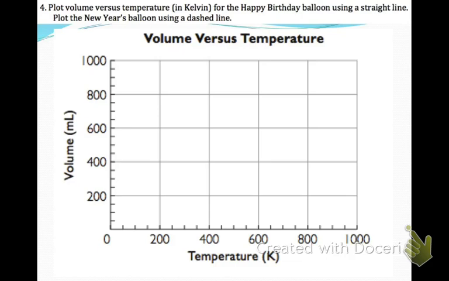So number 4 on the back has us plot the volume versus temperature in Kelvin for the happy birthday balloon using a straight line, and then plot the New Year's balloon using a dashed line. I know when I read these, I'm not always paying attention, so I'm going to underline the happy birthday balloon with a straight line. And the directions told me to plot the New Year's balloon using a dashed line, so I'm going to underline the New Year's balloon with a dashed line. So go ahead and plot these points for yourself, and you're going to have to switch them back and forth between the sides, but that's going to be okay.